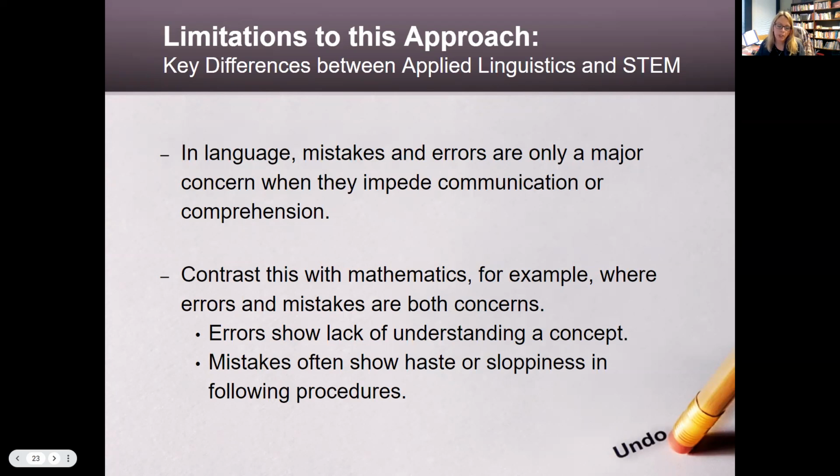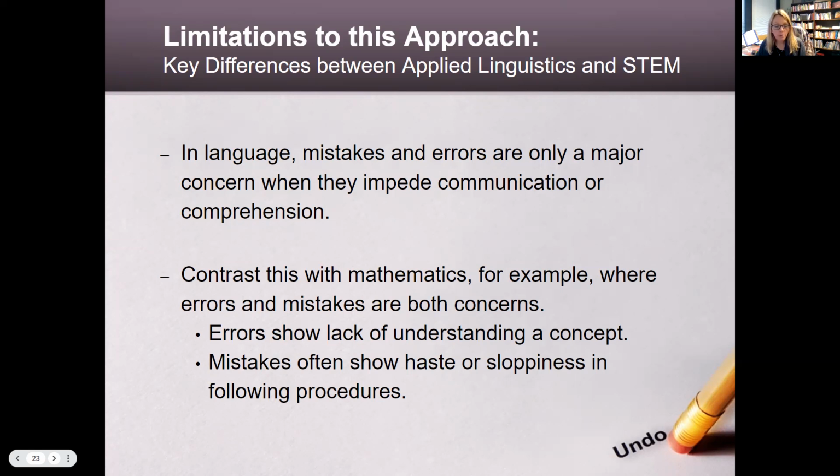Now, there are some limitations to this approach, and we should note there's some key differences between the field of applied linguistics and STEM disciplines. So in language learning, for example, mistakes and errors are only a major concern when they impede communication or comprehension. By the nature of language and the function of language being a mode of communication, second language teachers really don't sweat the small stuff in terms of mistakes or even errors if they're not actually impeding communication or comprehension.